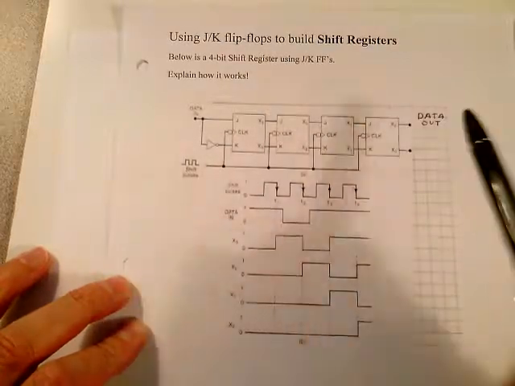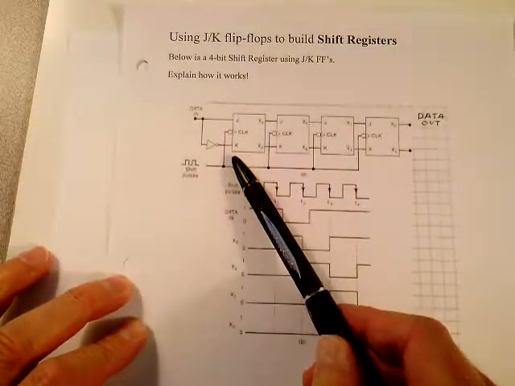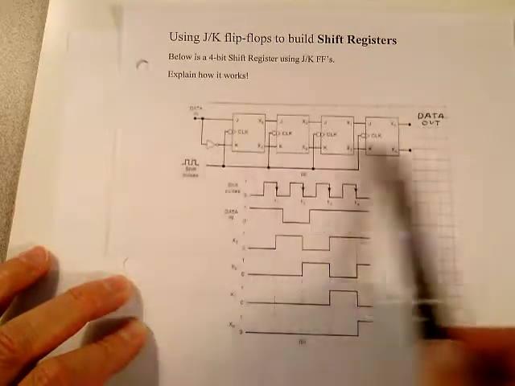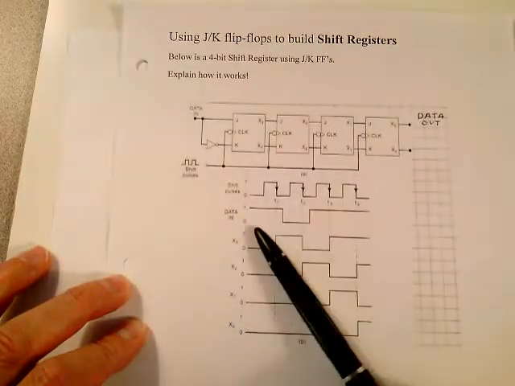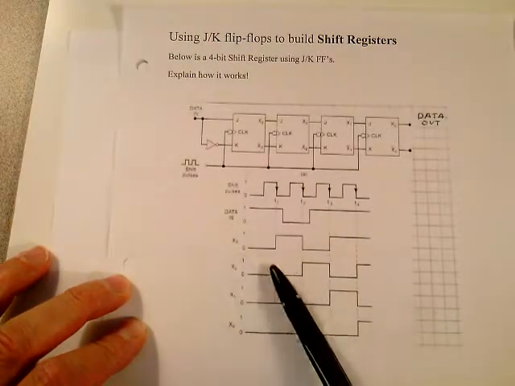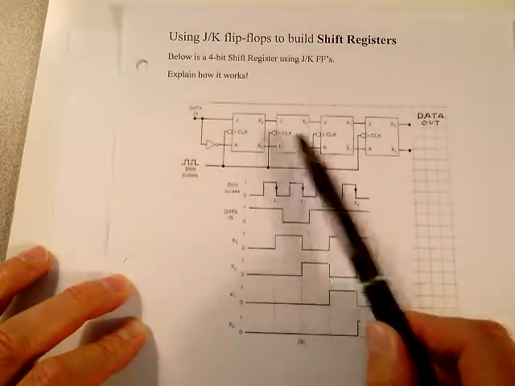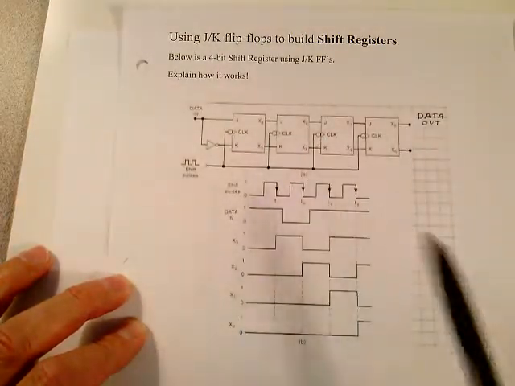And basically, that forms a shift register. You're using JK flip-flops connected like this. And if you take a look at your data in here, you can see that that data gets shifted at each clock pulse. Negative going clock edge, because these are negative edge triggered. Go through this and make sure you understand that.